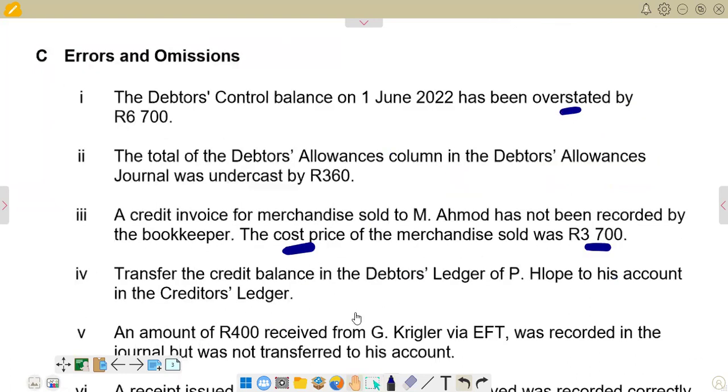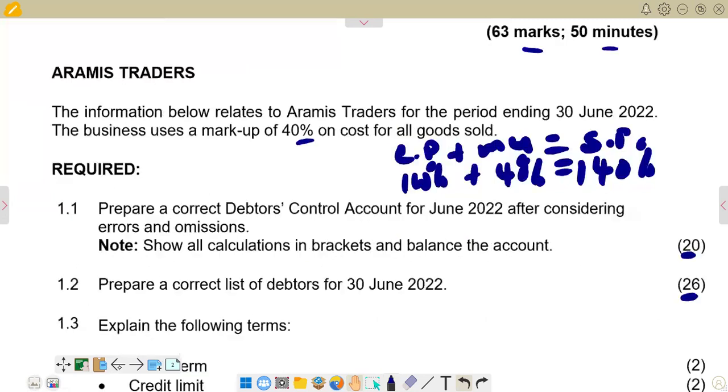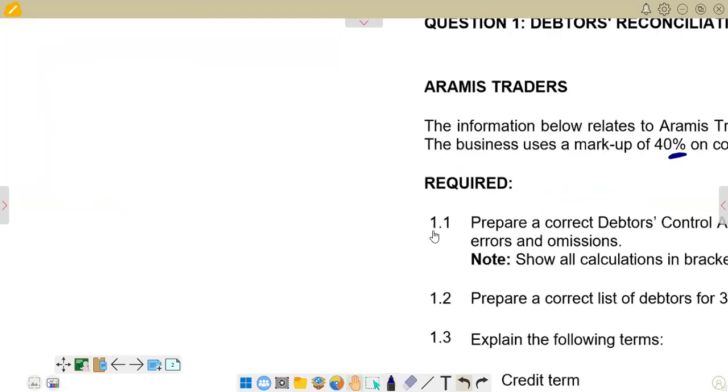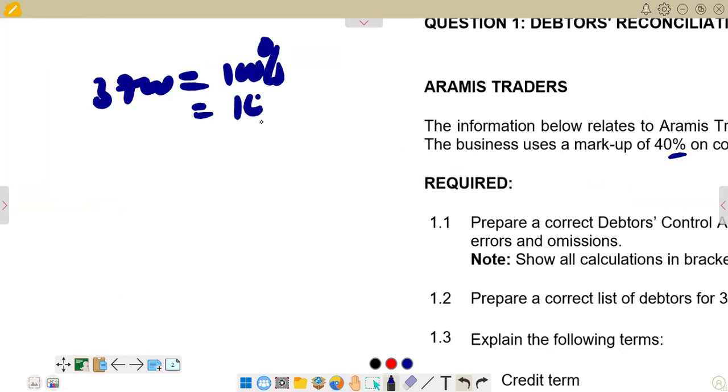So what we are saying is the figure that we are given there is our cost price. We can just refer back to 3,700. So basically we are saying 3,700 is equal to 100%. The figure that we want is 140%. So we can just make a simple proportion there by saying 3,700 is equal to our 100%, so the figure that we want is 140%.